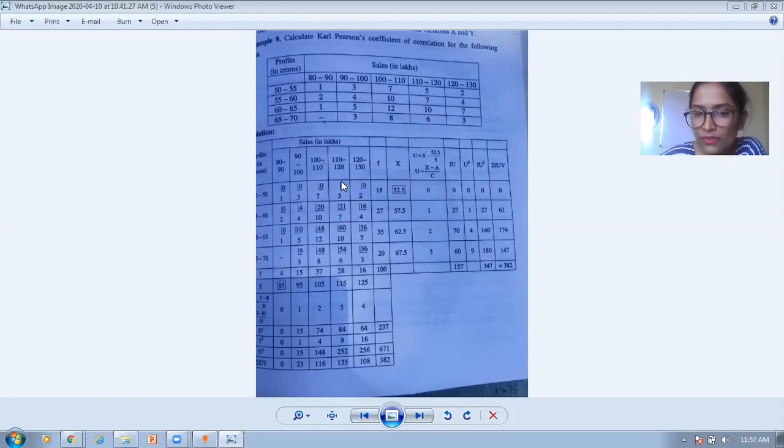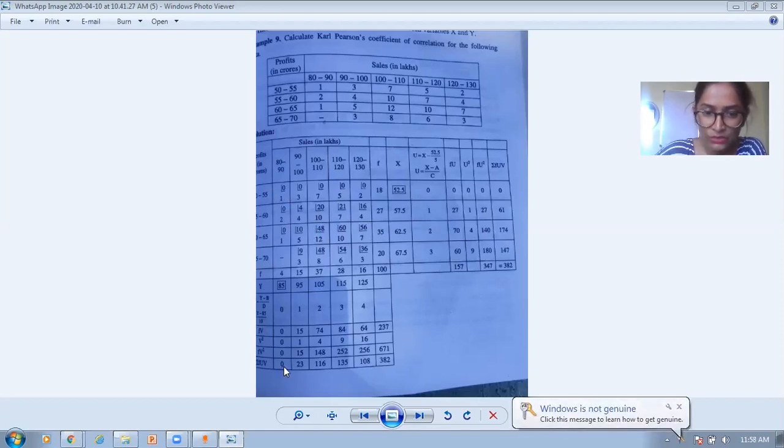Then all these values will be added and written here. So here sigma FUV is the summation of all these values written at the top, that is 0, and then if you sum all of this, 0 plus 4 will be 4, 4 plus 20 will be 24, 24 plus 21 will be 45, 45 plus 16 will be 61. So all these values written on the top of the cell added together will be the values written under sigma FUV. The same way, it is written vertically here.